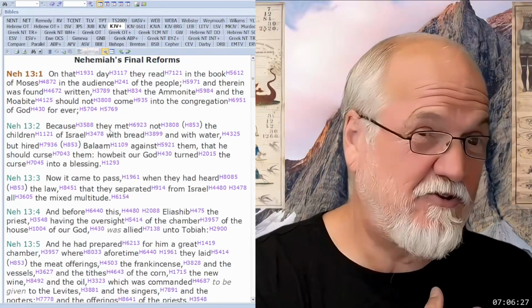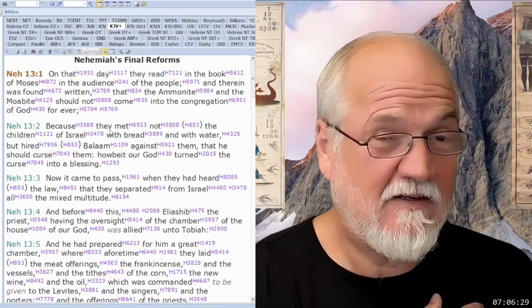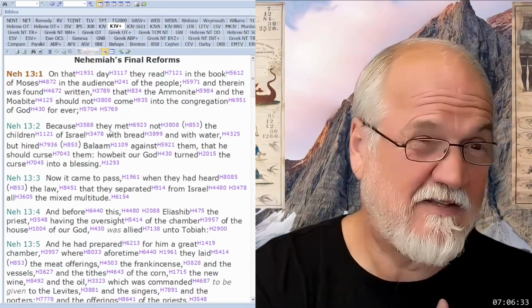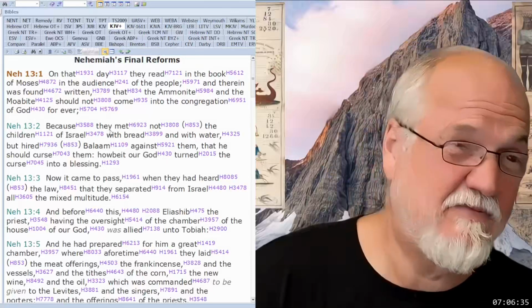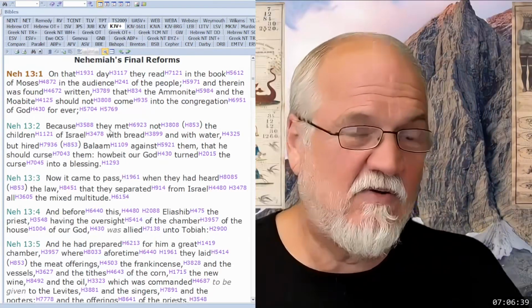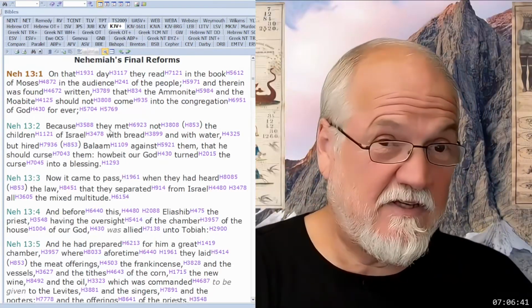Or if it's not an annual event, they choose to do it again when Nehemiah comes again. But I would think that they would have been practicing this. They would have continued to read the book of the law. And so he's going to refer to this, right?